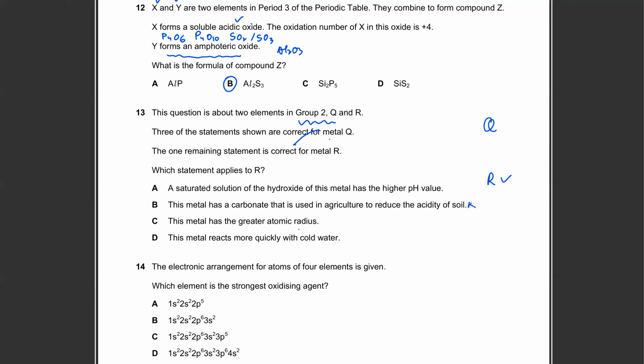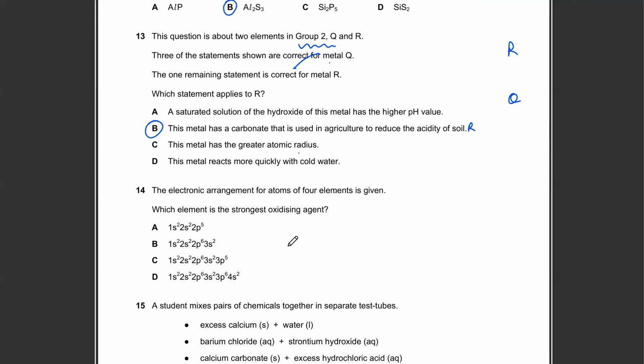Like this is R, and that makes R at the top, right? So saturated solution, that's a higher pH, yeah, that's true. Greater atomic radius, that's true. More reactive with cold water, that's also true for Q, right? So it's B. TK, is this clear? So we're moving on.